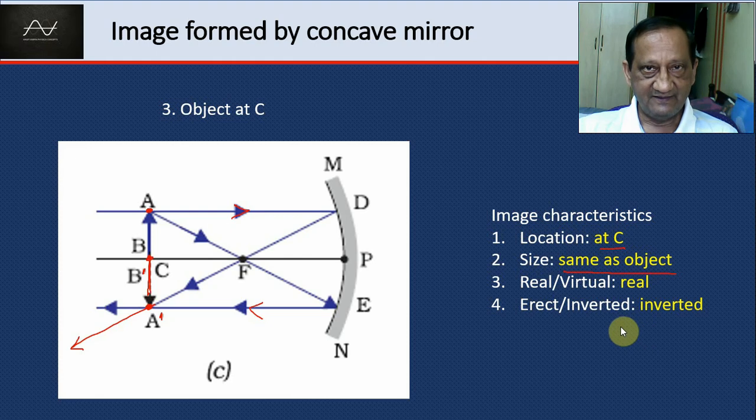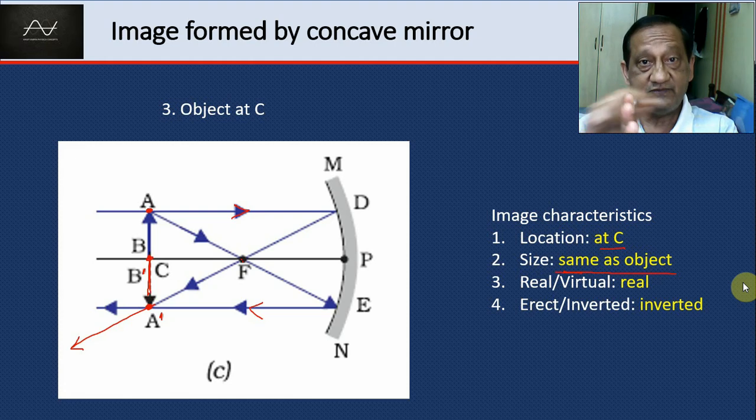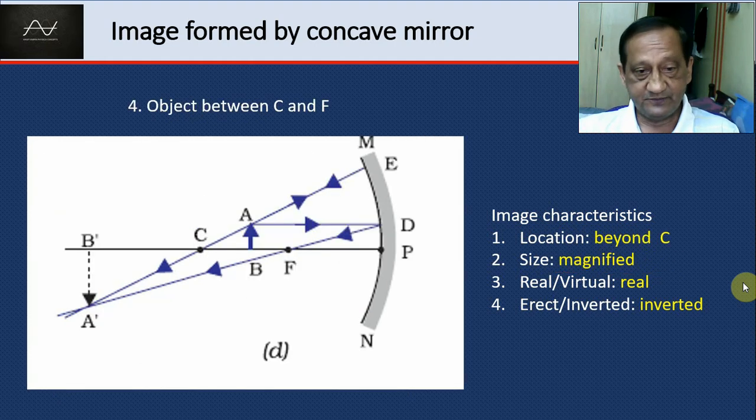You can see the image started from the focal point for an object at infinity. Then it came between C and F. It went farther between C and F and became bigger. As we brought the object closer, the image size increased to an extent that now it is the same size as the object. From here, if you bring the object even closer, then the image will go even farther and become larger in size. That is what will happen. The fourth position is that the object is between C and F, this one. You see where the image is now.